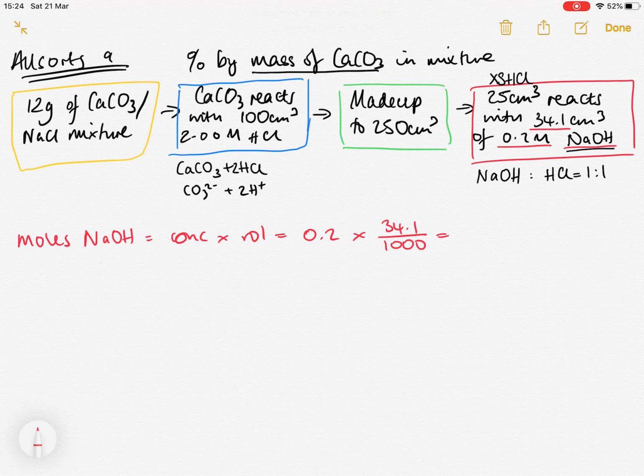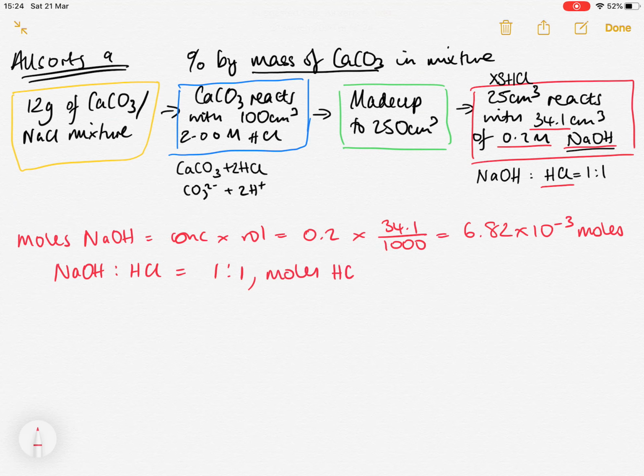So concentration is 0.2 and the volume is 34.1, but we have to divide that by 1,000 to get it into decimetres cubed. Now if you put that into your calculator, it comes out to be 6.82 times 10 to the minus 3 moles. Now looking at the working that we did at the beginning, what is that sodium hydroxide reacting with? It's reacting with the HCl. So because we have NaOH to HCl being 1:1, we can say that the moles of HCl in 250 centimetres cubed is also 6.82 times 10 to the minus 3.